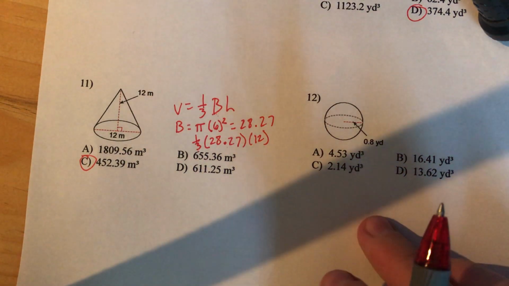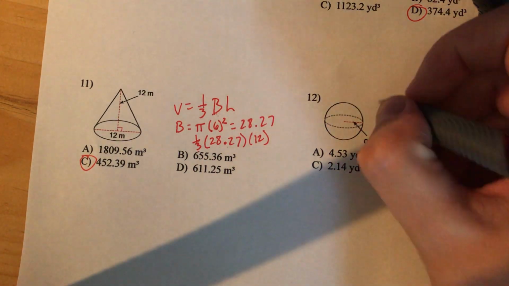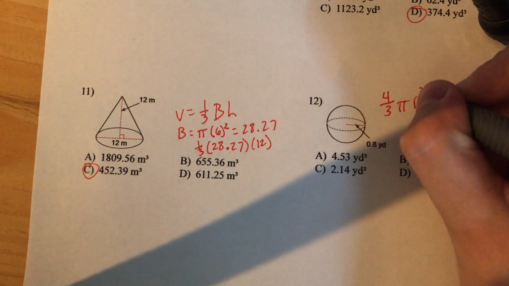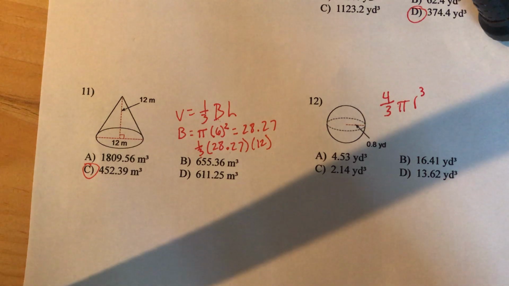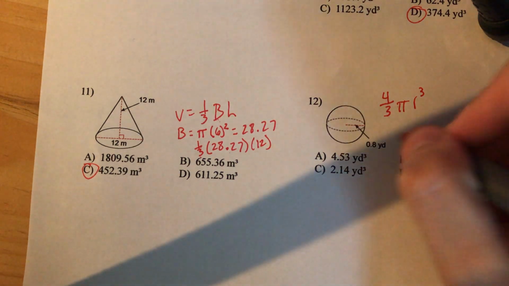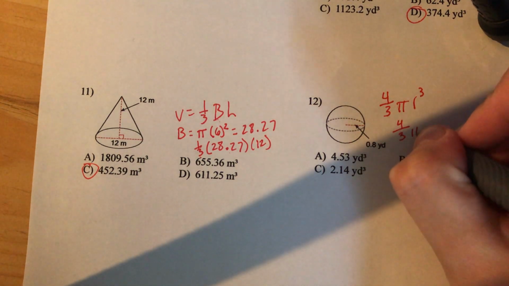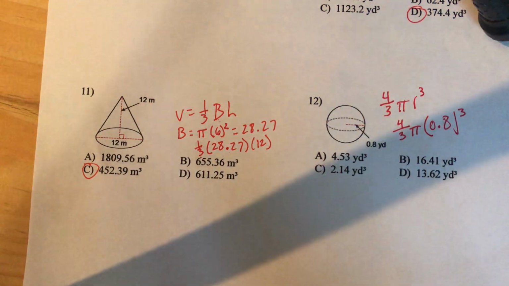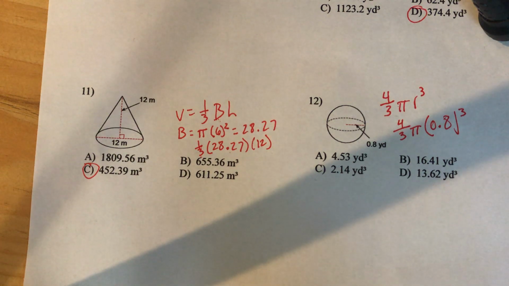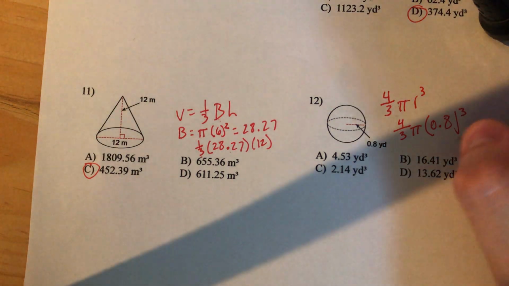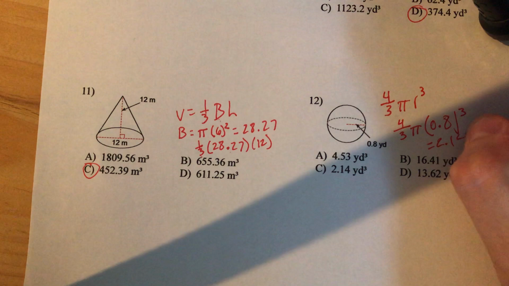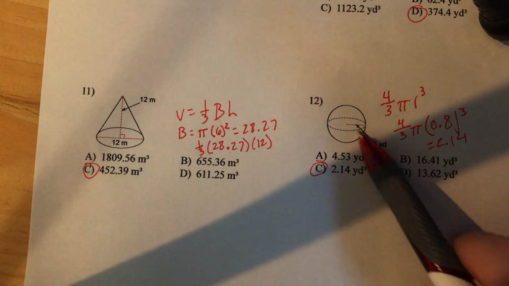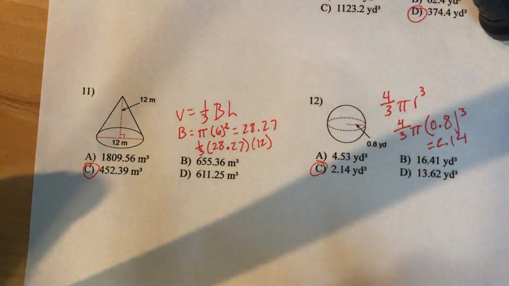All right, so let's go over here to the volume of a sphere. This is always a weird one for me. We got 4/3 pi r cubed is the volume of a sphere. So I'm just going to plug it in. All we need is that radius, which is 0.8. And so we'll put that in our calculator, and we get 2.14. It makes sense for it to be a small number too, because the radius is so small.